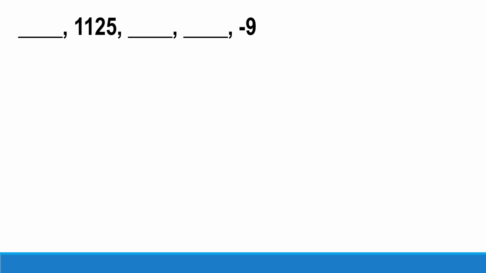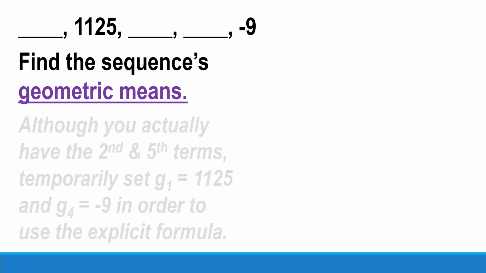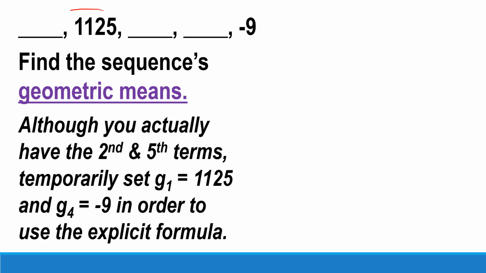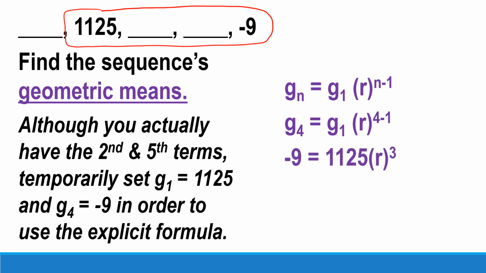You come across a sequence like this one where you do not have the first term and you're asked to find its geometric means. What are you going to do? Well, what I would suggest doing is not worry about that missing first term and focus on the last four terms, because now you can say 1125 temporarily could be the first term and negative 9 could temporarily be the fourth term. You still have an explicit formula. You'll just have to use a value of 4 for your n. This way, g sub 4 will be negative 9.